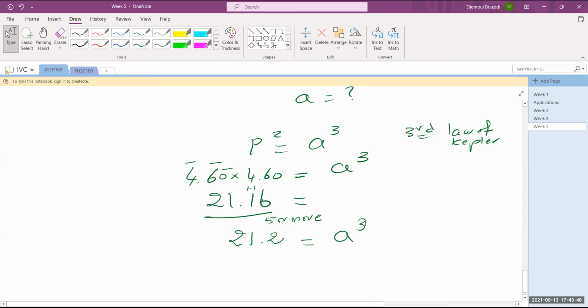Okay. I'm going to use a calculator. So let me show you how I'm going to use a calculator to find the cubic root, because the cubic root is kind of a little bit of work. So if you have a calculator that has a cubic root, that's good. If not, then you really need to do some work to get the cubic root.